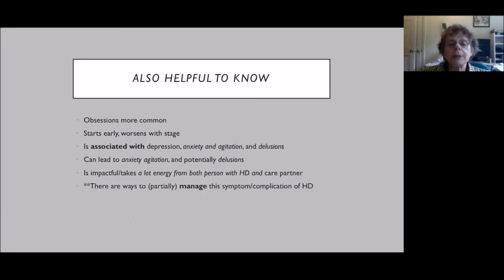However, with OC behaviors, it's clear that they do lead to anxiety, agitation, and potentially delusions, which we'll talk about at the end of the talk. It's impactful, certainly, for the person with Huntington's. It's uncomfortable, and it's very uncomfortable for the care partner as well. And I think another fact to be aware of is that there are ways to help manage this symptom or complication of Huntington's.